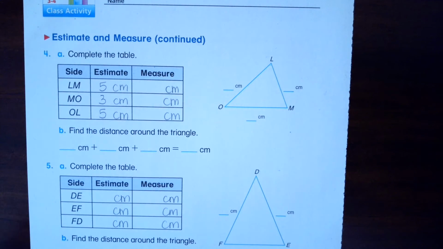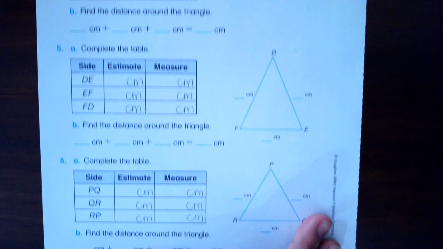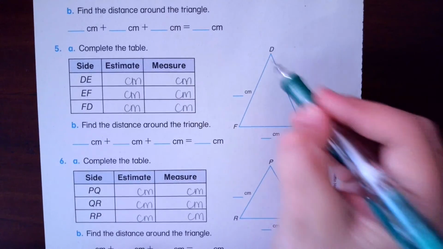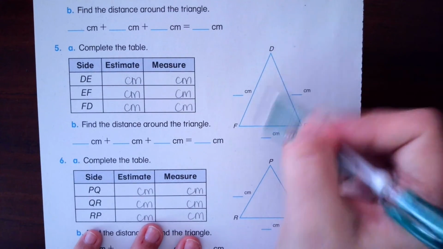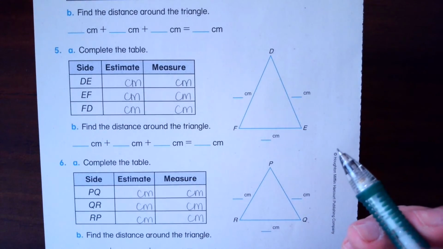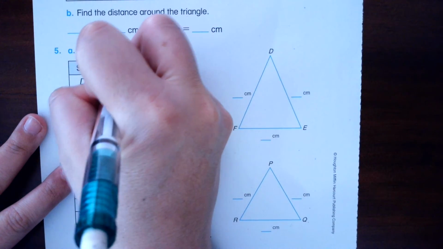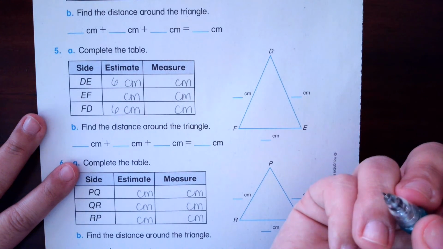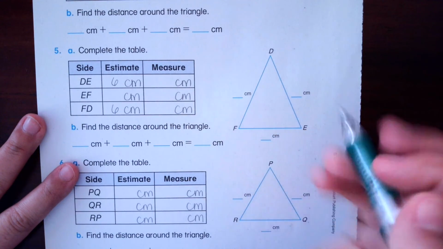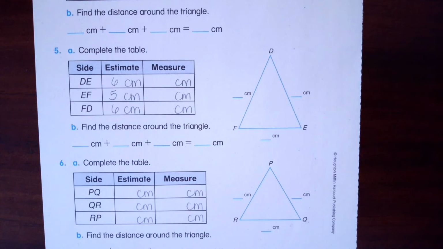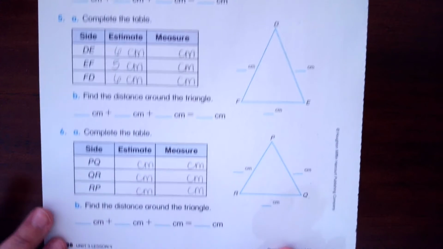If you need to pause the video, go ahead. Otherwise, let's move on to the next one. Number 5. If I look at number 5, I see that DE and FD look very similar in size. So I'm going to make my estimate the same for both of those. I'm going to guess 6. And I'm going to guess 5 on my shorter side. You make your estimates. And if you need to pause the video, go ahead.